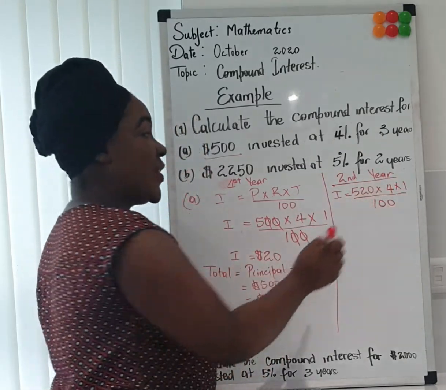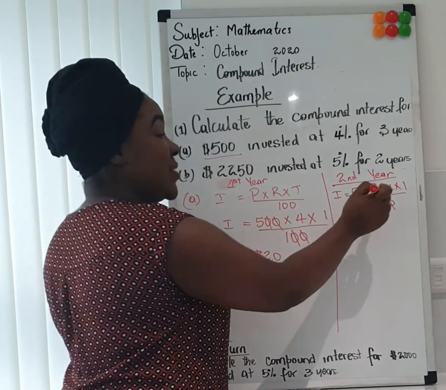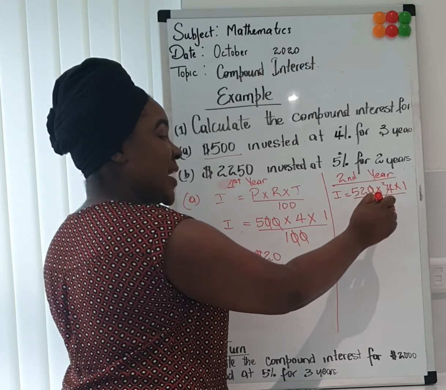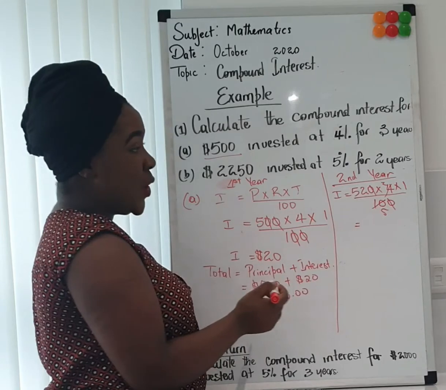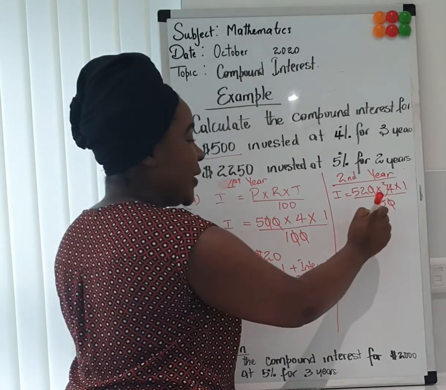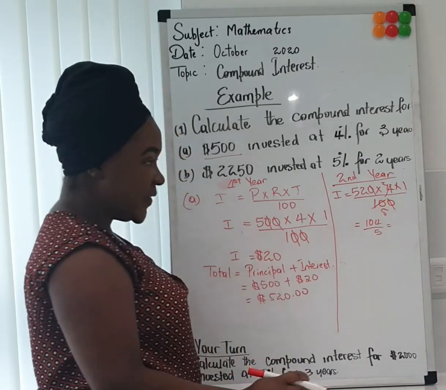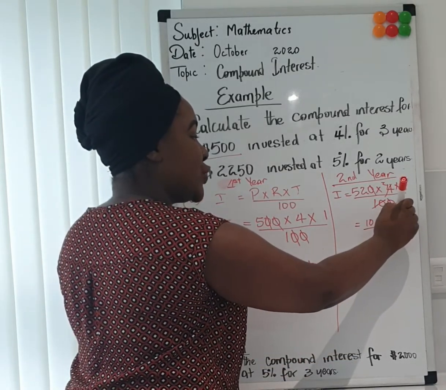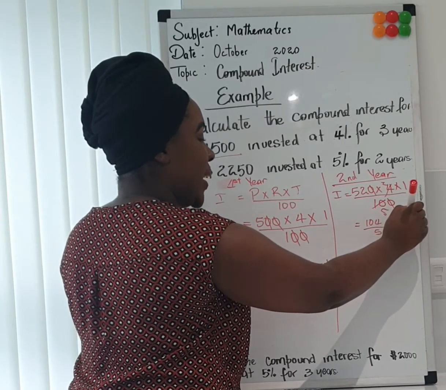Good. So we're going to say 0 cancel 0. Alright, and we look here, we can cancel, so we have 2 into 4, 2, and 2 into 10, 5. So I now have 52 times 2, which is 104, divided by 5. And 104 divided by 5 seems to give me 20.80.